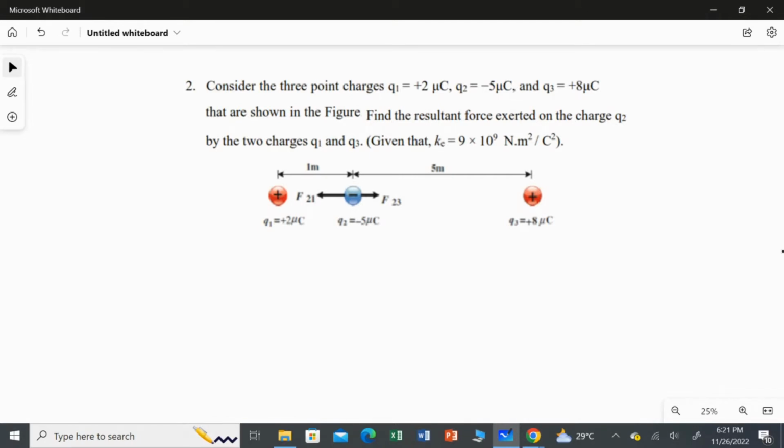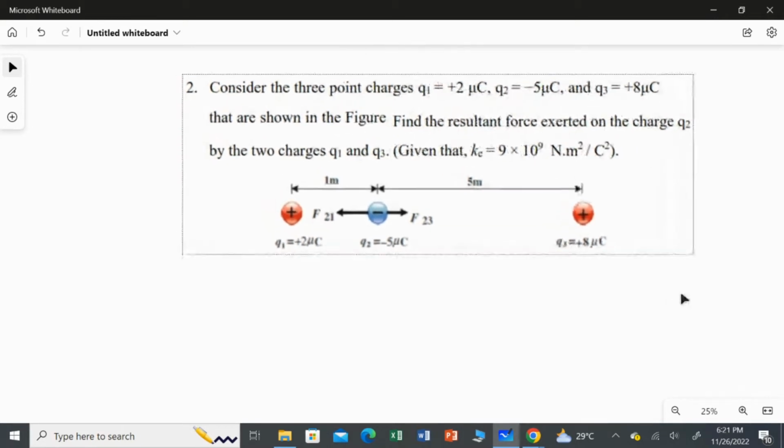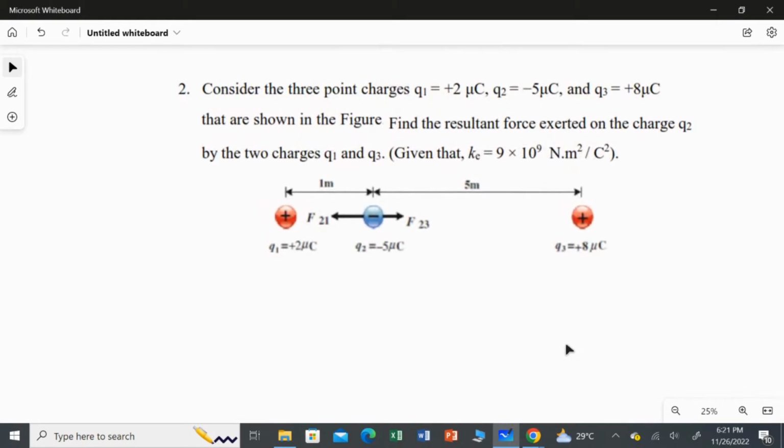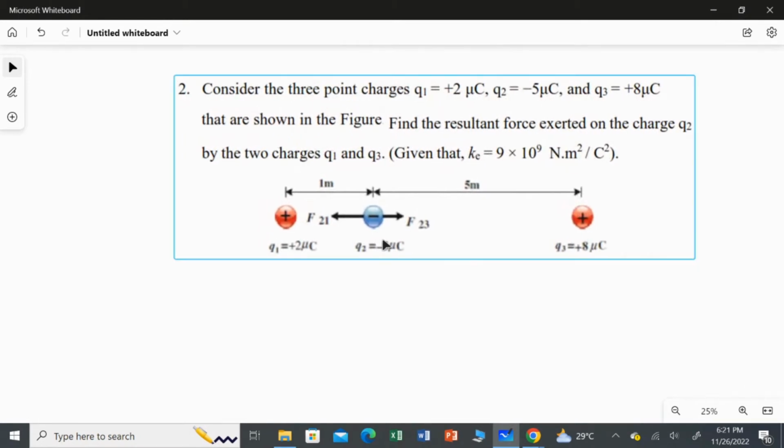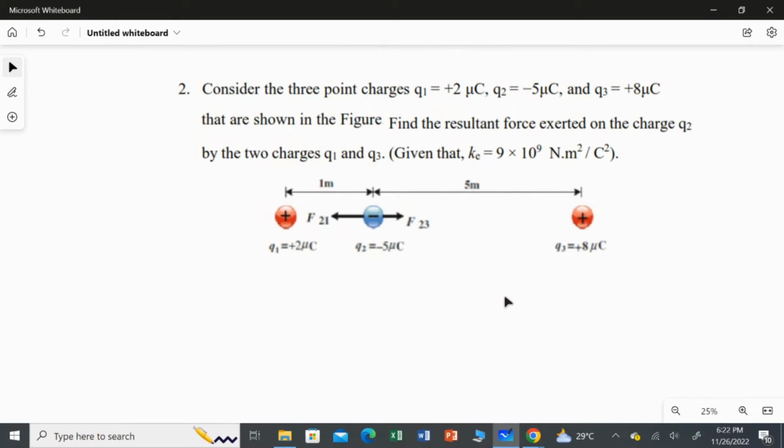But if you see the distance between charge 2 and charge 3, I can enlarge it a little bit so that you can see Q1, Q2 and Q3. The distance between Q2 and Q3 is 5 meter. So whenever the distance is more, what will happen? The force of attraction will be weaker, right? Okay, let's see what our answer should be.